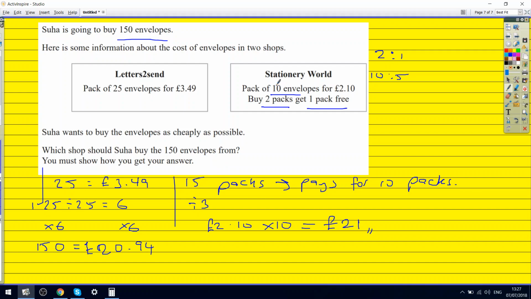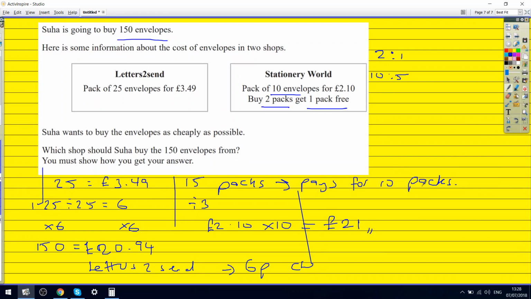she needs 15 packs to get 150 because there's 10 per pack. If she needs 15 packs, she will pay for just 10 because she gets 2/3 paid for, 1/3 she doesn't. Yeah. So which should she buy from? Letters to send because it's cheaper. Yeah. How much cheaper? By 6p. Yeah, that's it. Any questions there?